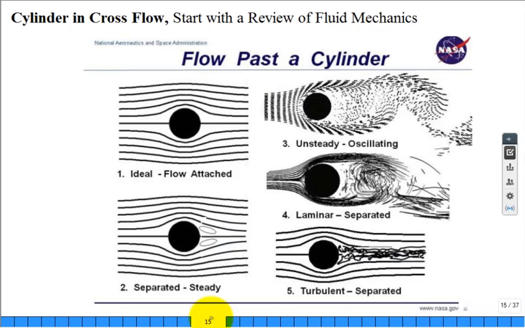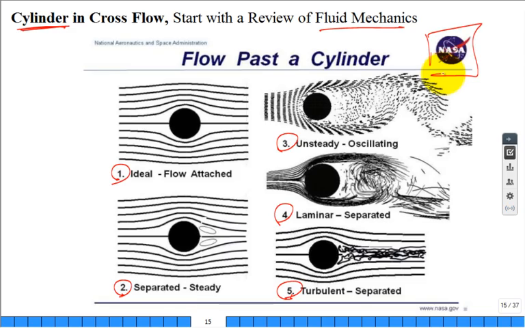Now let's review fluid mechanics. Let's talk about what happens when you have a cylinder in crossflow. So we have case 1, case 2, case 3, case 4, case 5, off of some NASA websites. Hopefully, these illustrations are in every textbook in fluid mechanics. It's pretty common, so let's talk about it.